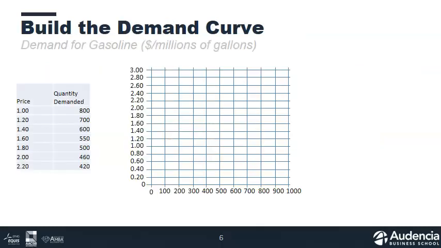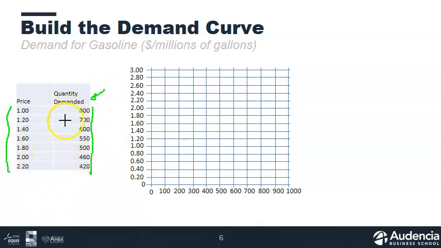So let's take, for example, the demand for gasoline. Here we have the demand for gasoline. We can see that for each of the various prices here, there's a quantity demanded. Again, this is the quantity demanded at each price. So at a price of 1, we want 800. At a price of 1.20, we want 700. At a price of 2, we want 460, etc.